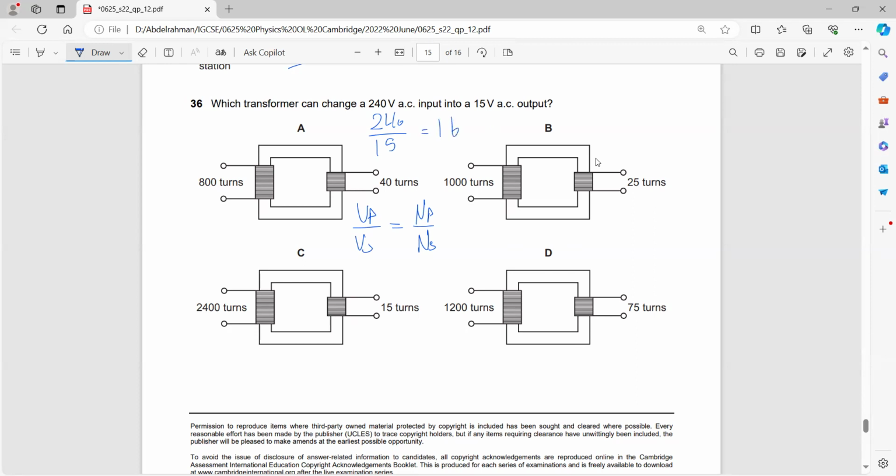You need to find which of these ratios are equal to 16. For example, 800 over 40, 1000 divided by 25. And you can just calculate them all, okay? It would be quite easy. The right answer would be D because 1200 divided by 75 would be 16 as well.